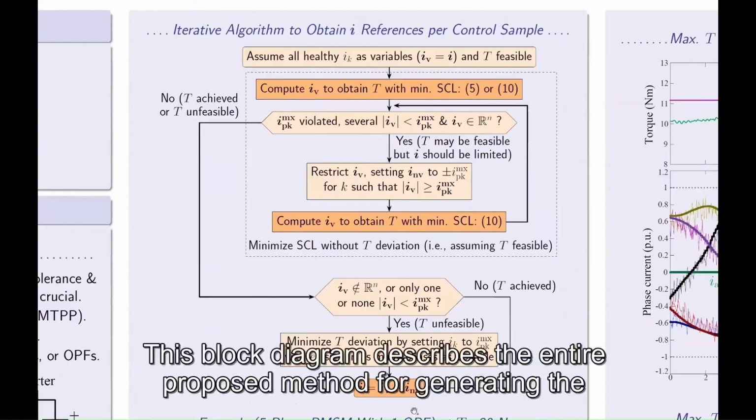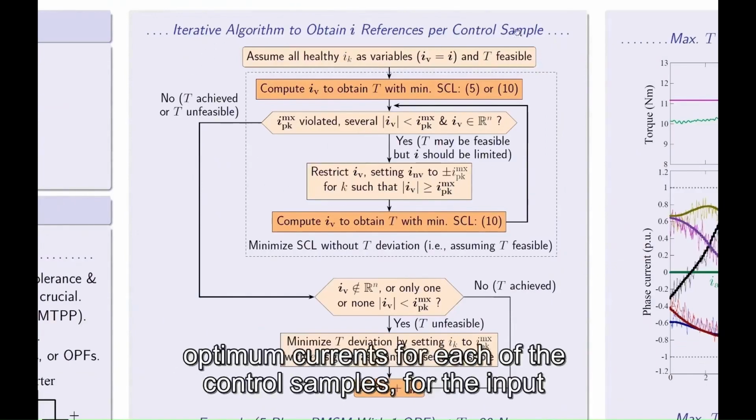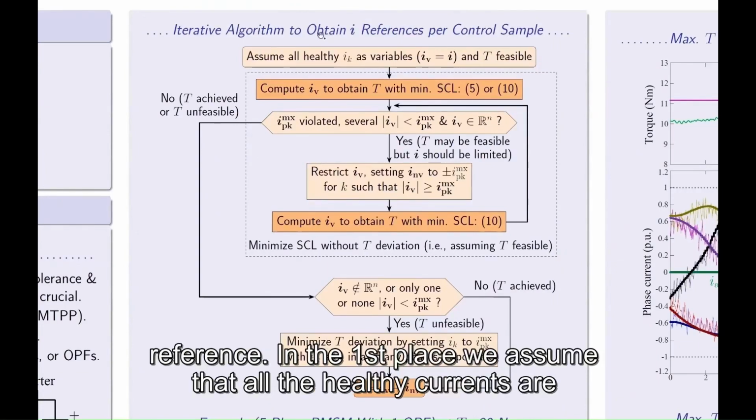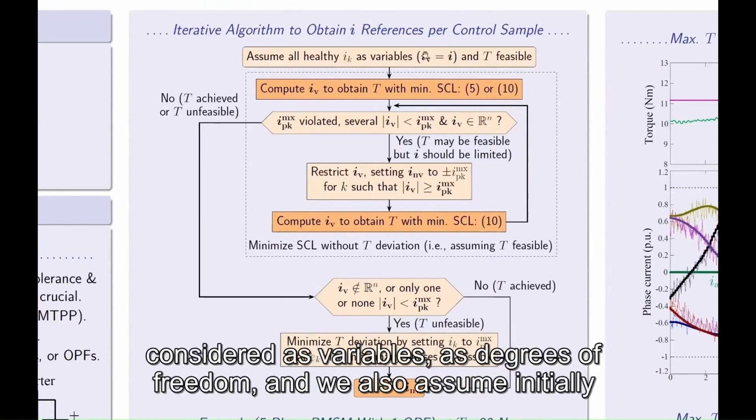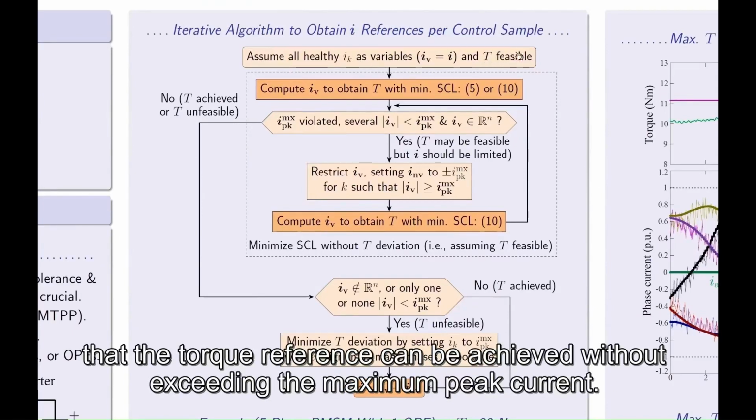So this block diagram describes the entire proposed method for generating the optimum current references for each of the control sample for the input torque reference. So in the first place, we assume that all the healthy phase currents are considered as variables, as degrees of freedom. And we also assumed initially that the torque reference can be achieved without exceeding the maximum peak current.